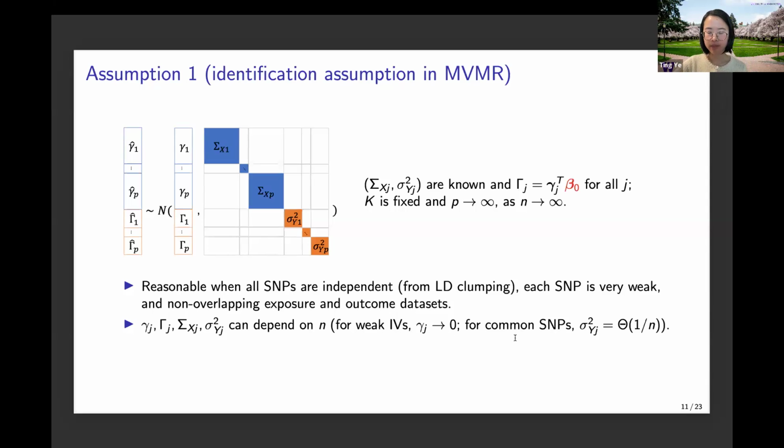And for common SNPs, meaning that the SNP is common in the population, which means the variance of this SNP is not too small, then we will also have the variance being of order 1 over n. And I'll use this theta to denote its order of 1 over n. And so that's how the sample size comes into play in this summary data setting. So basically all these parameters can depend on the sample size, but I'm omitting the n subscript for ease of notation.